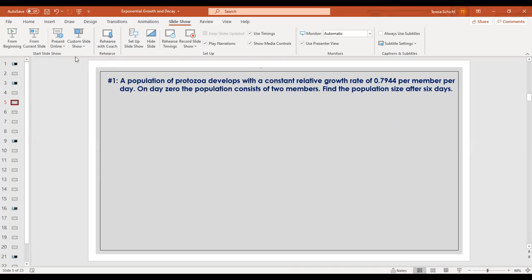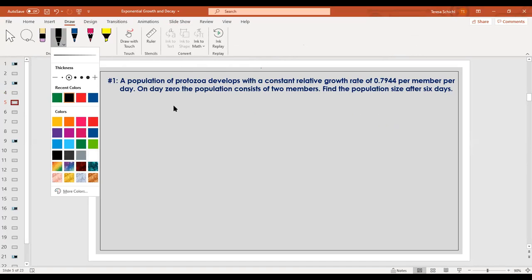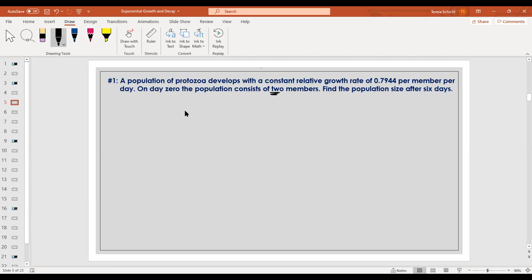The first problem is about populations. A population of Pozola develops with a constant relative growth rate of 0.7944 per member per day. One day is 0. On day 0, the population consists of 2 members. Find the population size after 6 days.